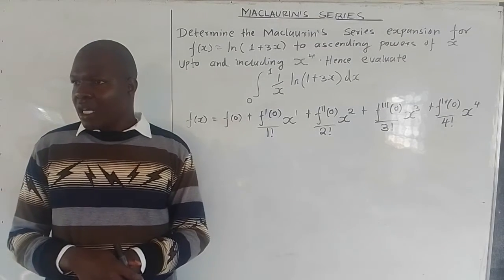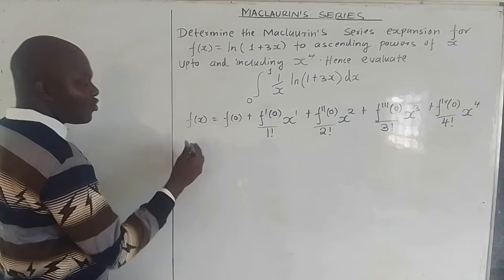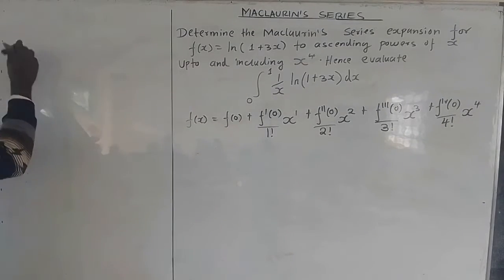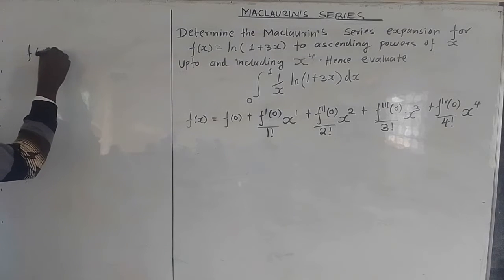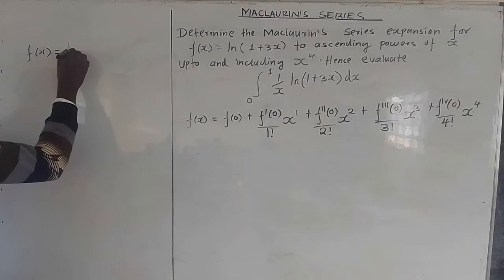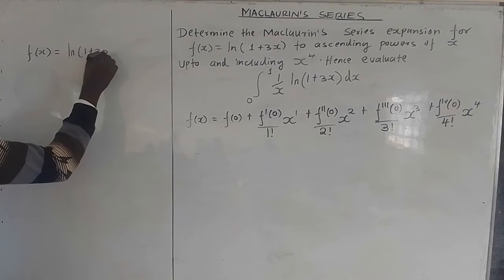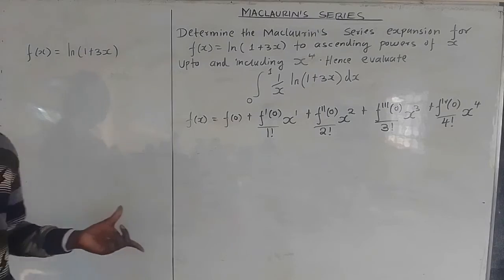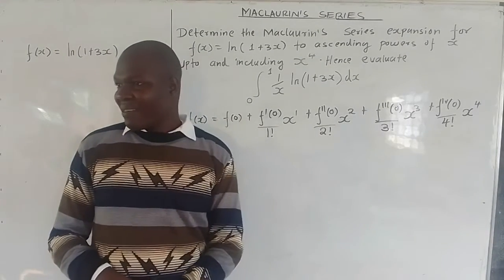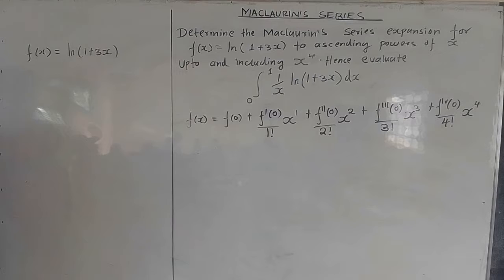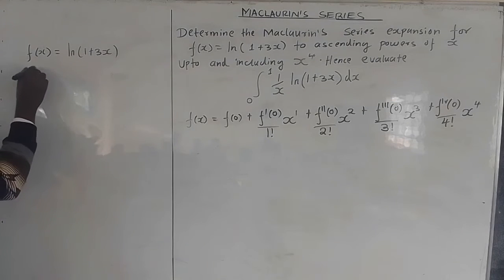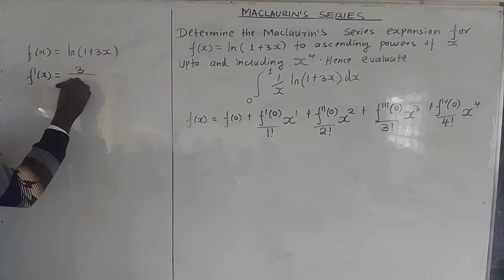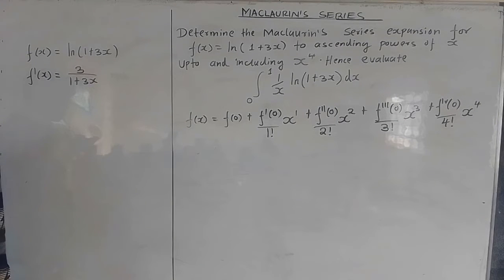Are we together? So let us start. F of x, you've been told, let us start by doing it this side. So we have f of x, we've been given to be ln of 1 plus 3x. So we have to differentiate this f of x until we get to the fourth derivative. Remember when you are differentiating an ln function, if we differentiate f of x for the first time, you get 3 over 1 plus 3x.